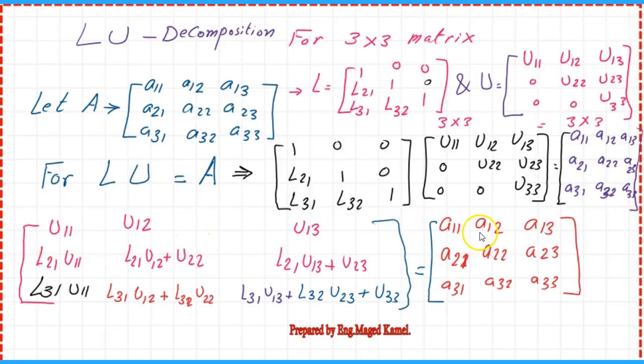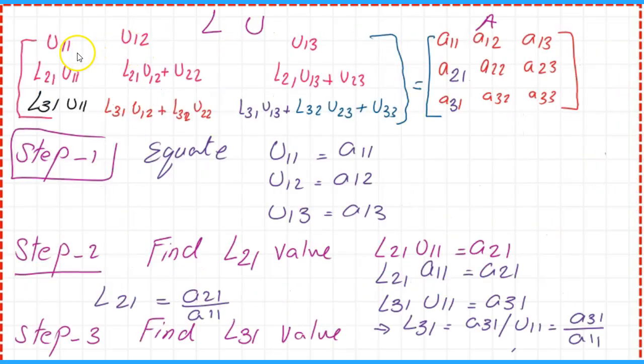We are going to equate the corresponding elements, such as for the first row we have 3 elements, and the corresponding elements for the first row in matrix A are A11, A12, A13. We'll move to the next slide. Equating U11 to A11, and U12 to A12, and U13 to A13, as we can see.